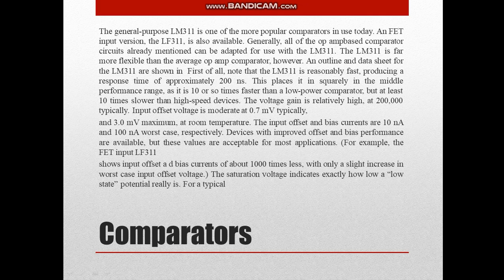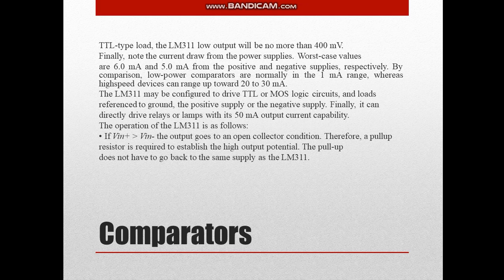For example, the FET input LF311 shows offset and bias currents about 100 times less, with a slight increase in the worst case input offset voltage. The saturation voltage indicates exactly the low state potential for a typical TTL type load.